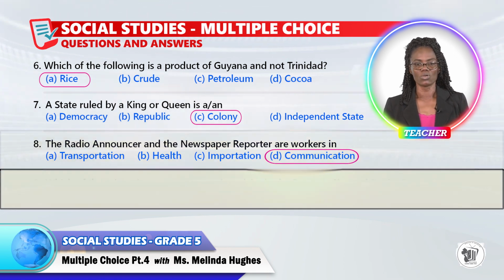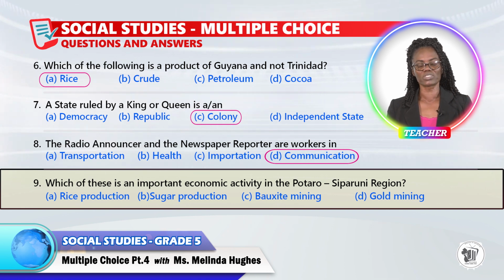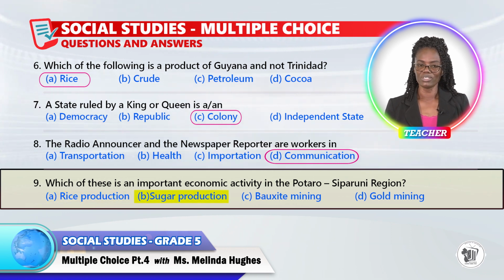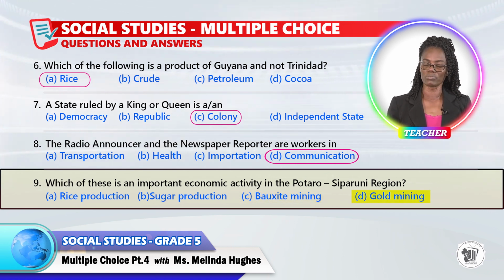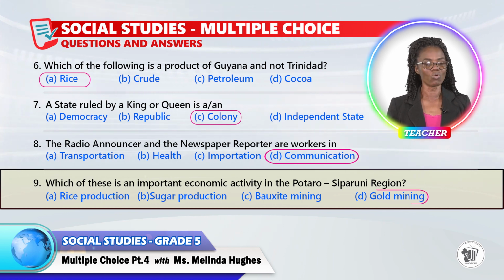Question 9. Which of these is an important economic activity in the Potaro-Siparuni region? A, Rice production, B, Sugar production, C, Bauxite mining, or D, Gold mining. The answer to question 9 is D, Gold mining.